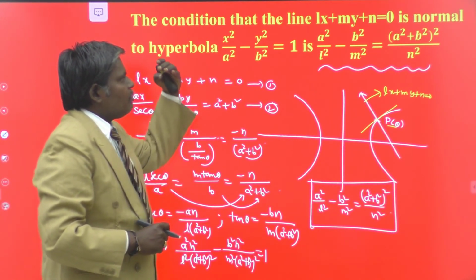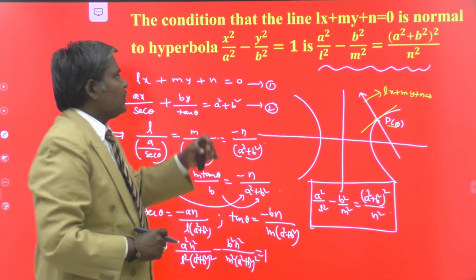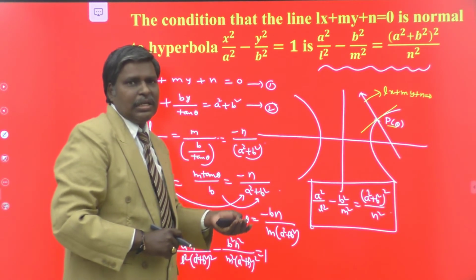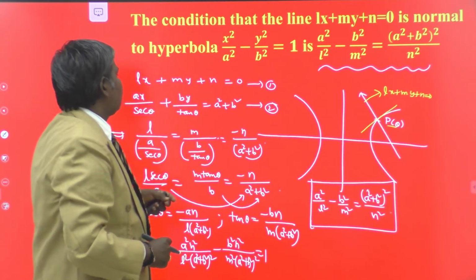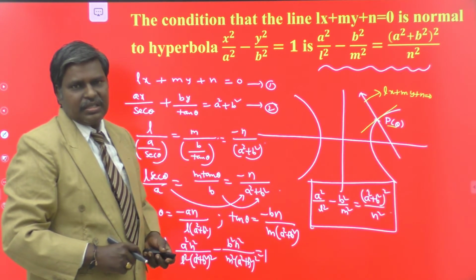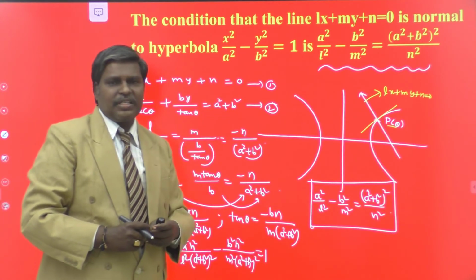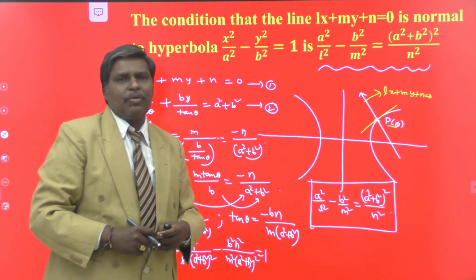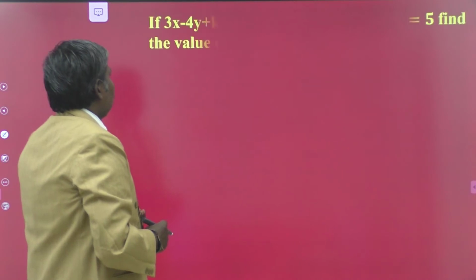So suppose some line is tangent, you have to compare with the tangent at the parametric point. If it is normal, you have to compare with the normal at that parametric point. By comparing the equations and eliminating θ, we obtain the required conditions. Understand? This is the procedure to obtain the condition that the line Lx + my + n = 0 is tangent or normal to your hyperbola.